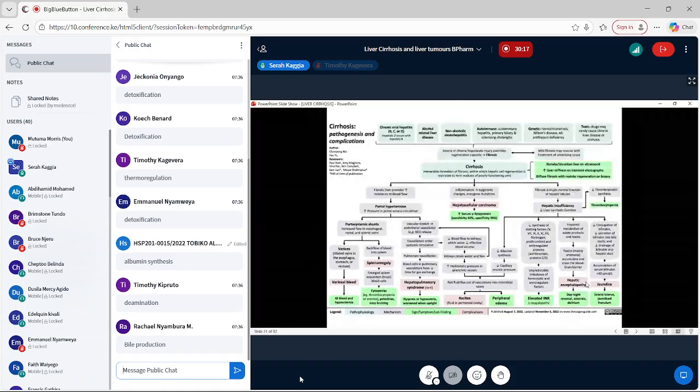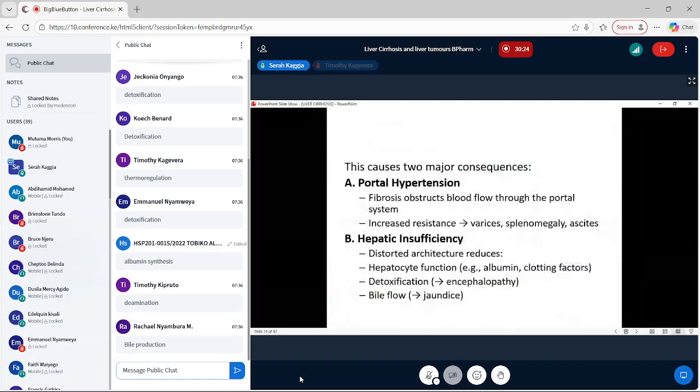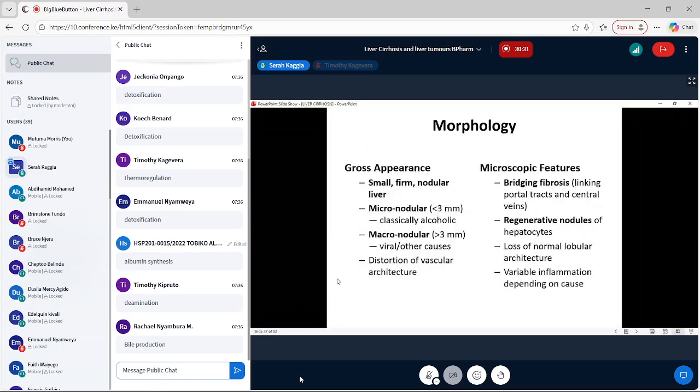So this shows you a summary of everything. Okay, so it's a very nice slide for your revision. So anyway, let's just go back to our pathogenesis and see the last part after pathogenesis, which is our morphology. What do you see in that liver? So the liver becomes small and firm with nodules. Now, nodules can be small micronodules, which is less than 3 millimeters, a classic presentation of alcoholic liver cirrhosis, or it can be big macronodules, more than 3 millimeters, which is more common with the other type.